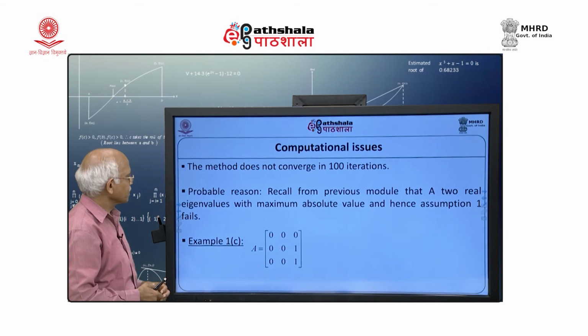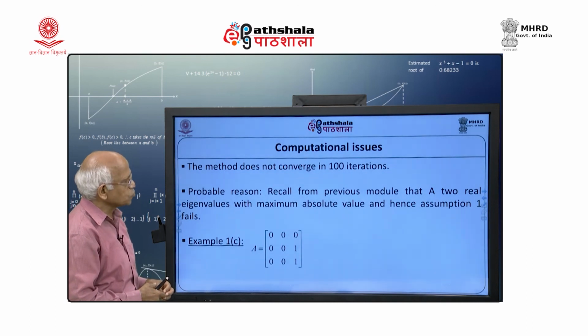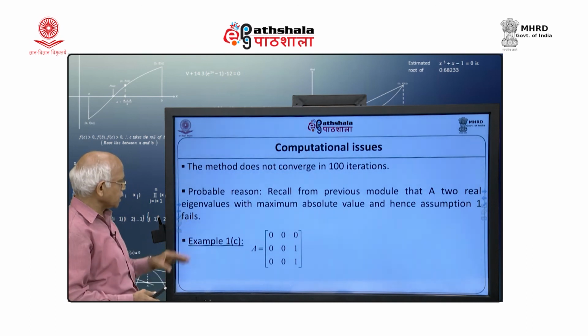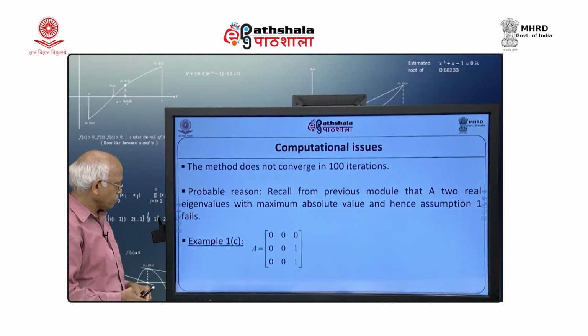So it does not converge within that. The probable reason is, recall from the previous module that A has two real eigenvalues with maximum absolute value, and hence assumption 1 fails, and therefore again there is a problem.